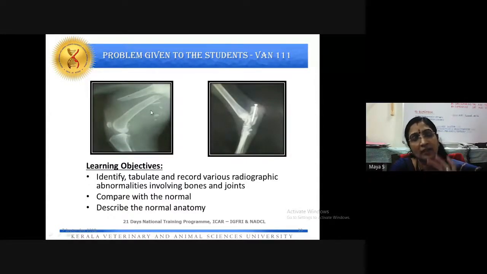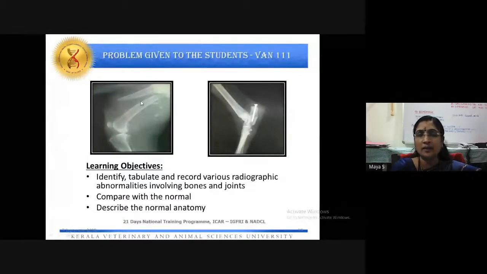And if we give the same picture to a final year student, he finds a fractured bone. As I told you earlier, what has to be the primary fracture correction techniques, or what are the different types of fractures encountered in such a bone, like that will be the learning objective.